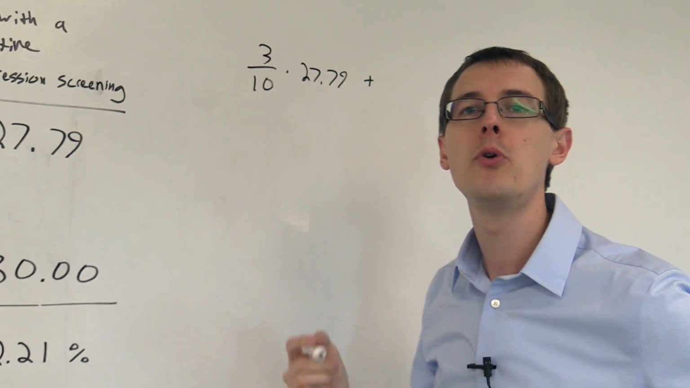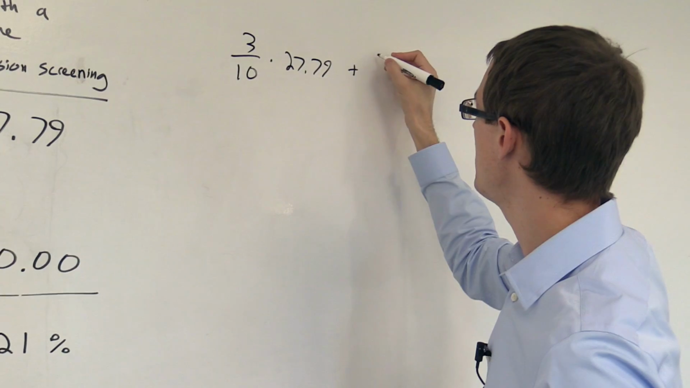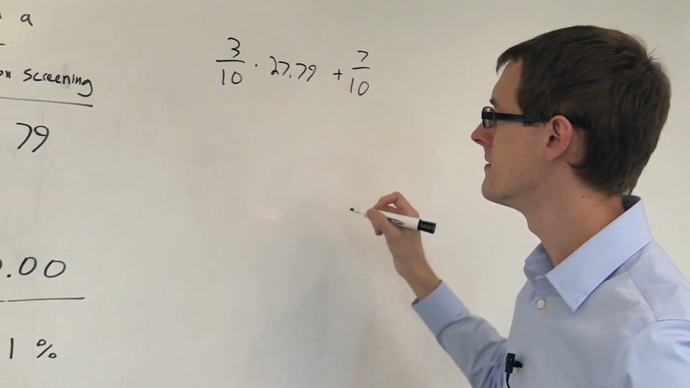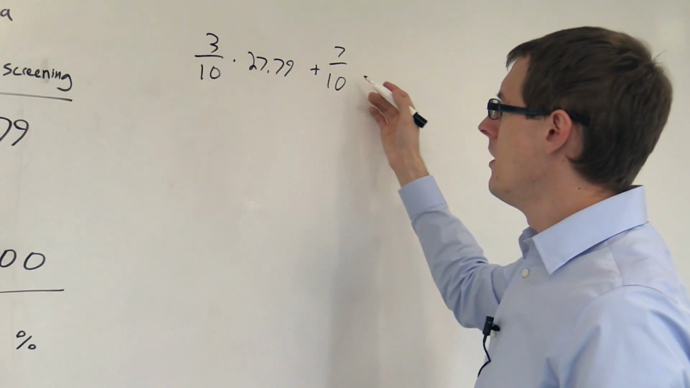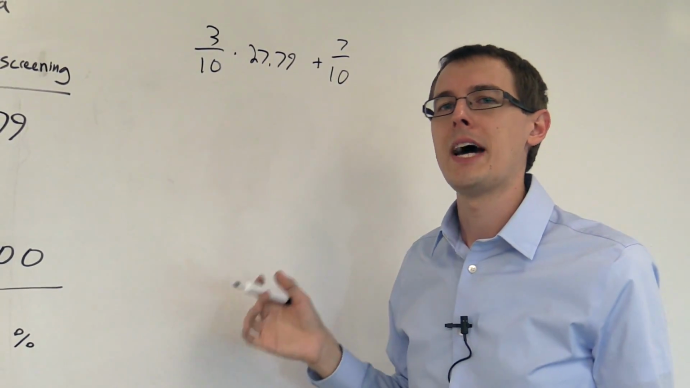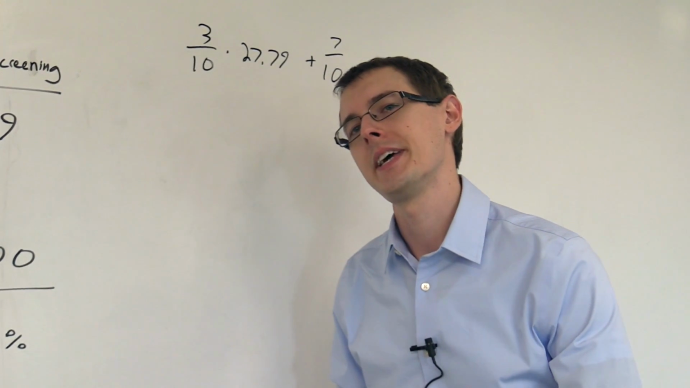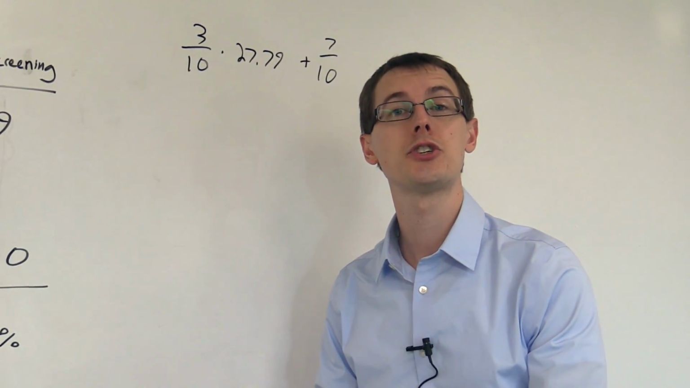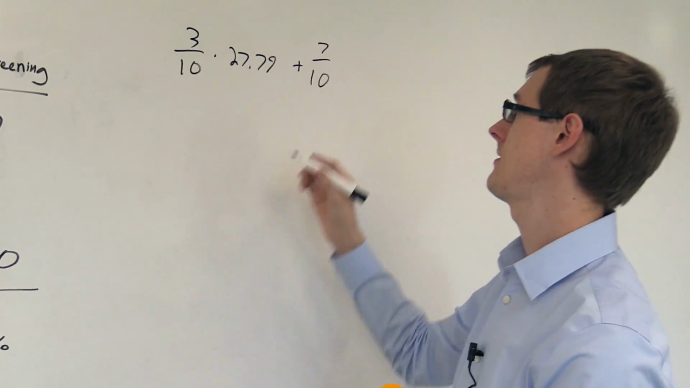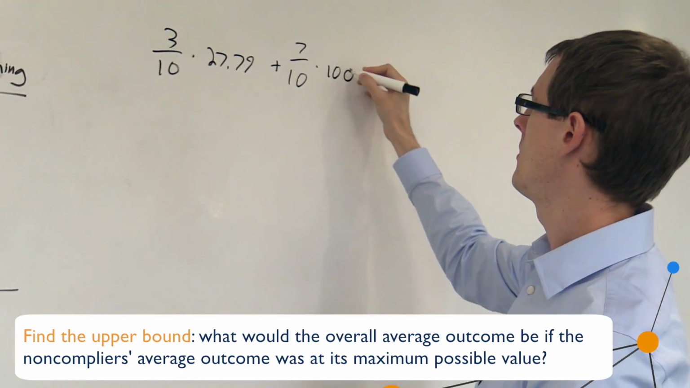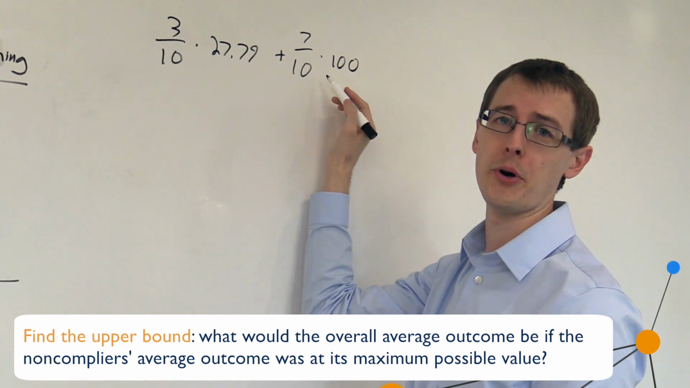Now let's look at the people who did not comply, the 70% of people who didn't get Medicaid, even though they were supposed to. We don't know what would have happened to these people if they had gotten Medicaid. But let's look at the extremes. The one extreme is that they were all depressed. So 100% of these people are depressed.